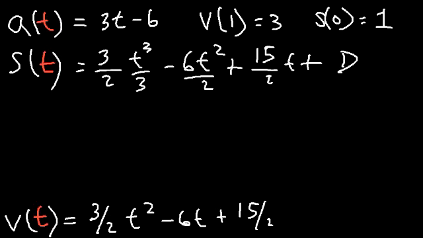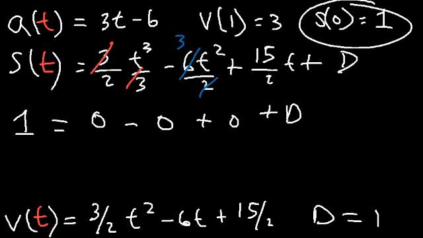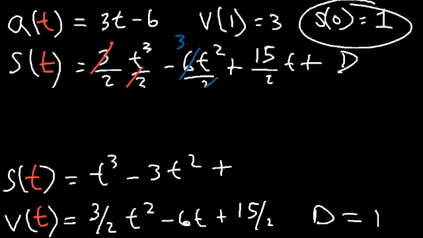Now we can cancel these, and this reduces to 3. So now let's use this. So s is 1, and t is 0. So 0 minus 0 plus d. So we can see that d is 1. So therefore the position function, s of t, is going to be t to the third minus 3t squared plus 15 over 2t plus 1.